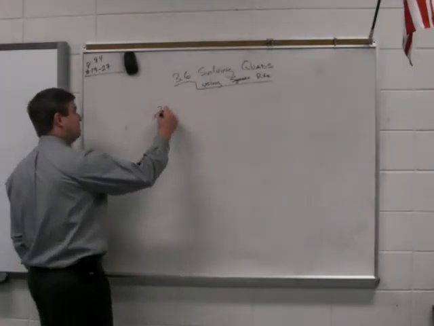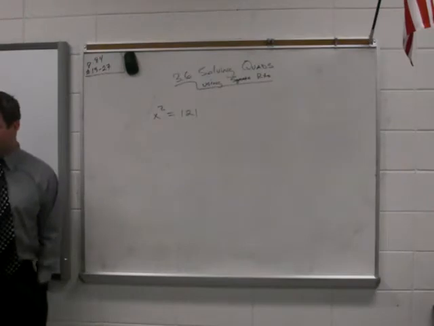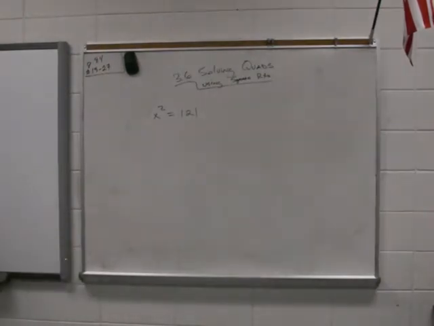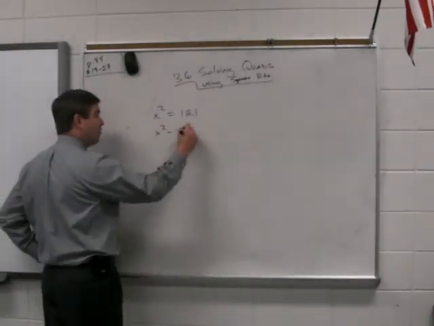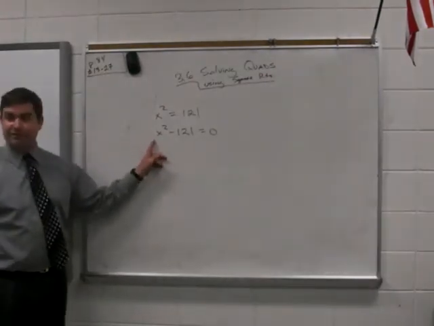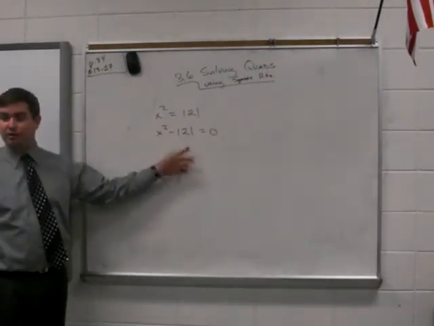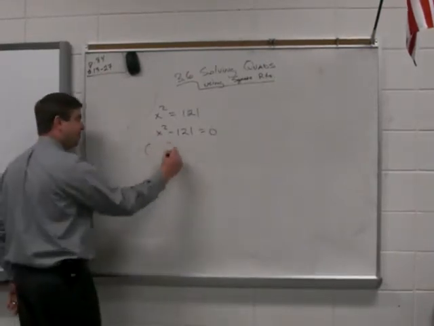Before the break, if I had a problem that looked like this, x squared equals 121, you were taught to set it equal to 0. So you would subtract the 121 over and set it equal to 0. Then, because you had a perfect square and a perfect square, you could factor it. This is the difference of perfect squares. What does it factor into?